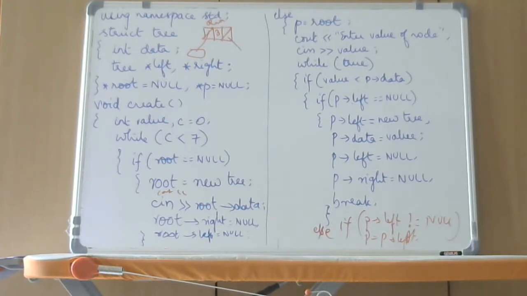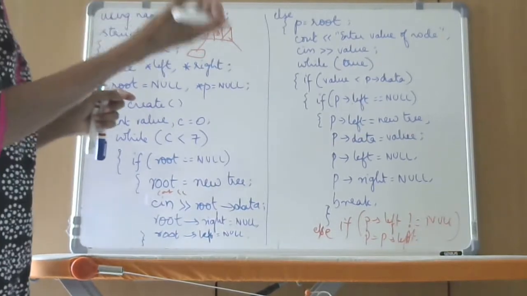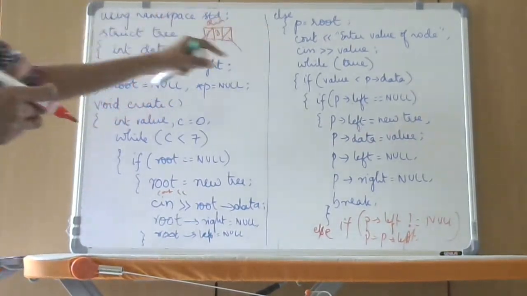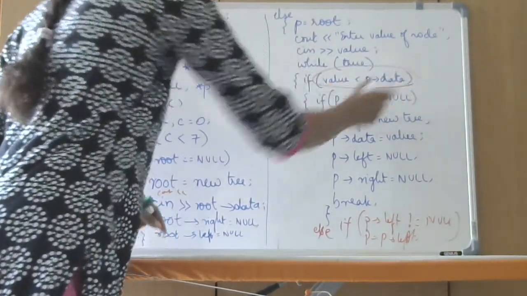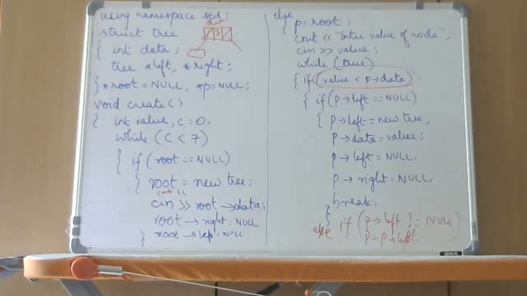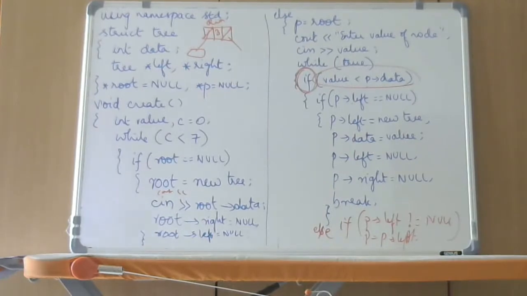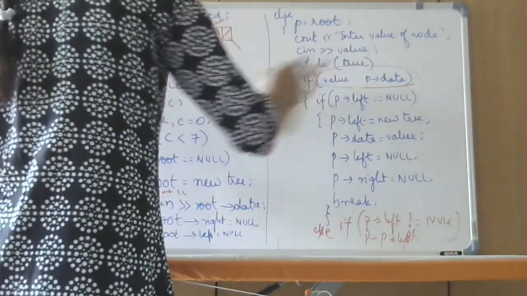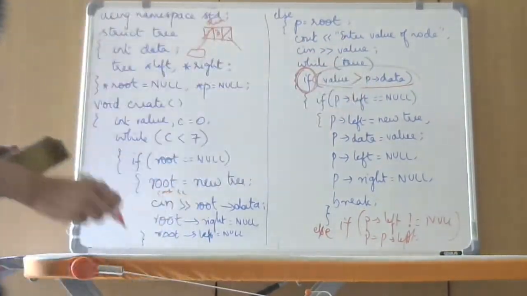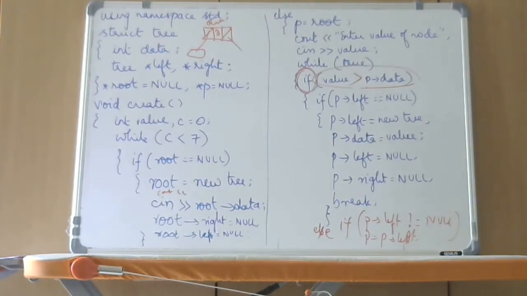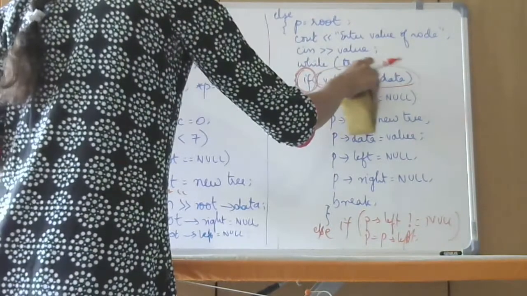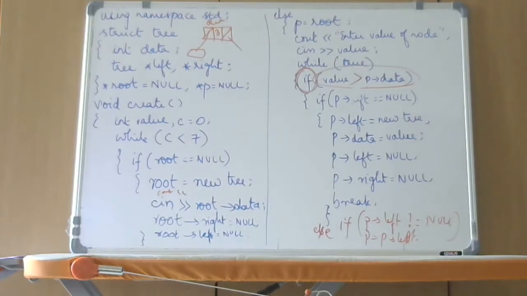With this, what's happening now? We are entering the values. We are inserting the nodes at the left side because our value is less than P of data. Okay. After this, I will put an else for this if, else if. Else if is what? I will change here only and show it to you. If value is greater than P of data, what will you do? You have to put it on the right side because it is a binary search tree.